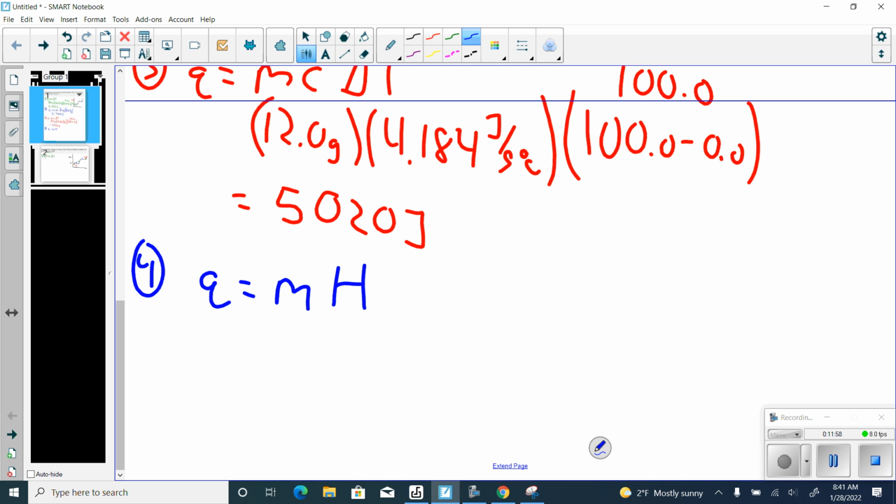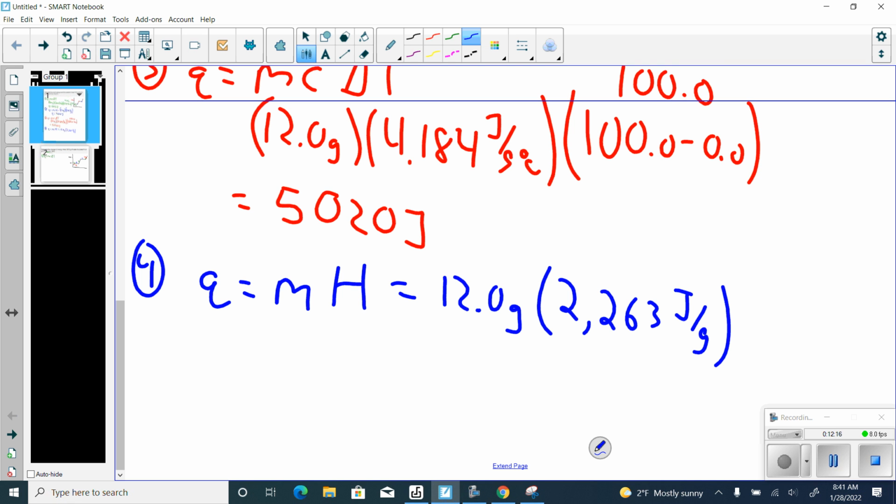M times H. But this time, I'm using the heat of vaporization. So my mass is 12.0 grams, and I'm going to multiply by that heat of vaporization, which is 2,263. This is going to give me a big number. 3 sig digs, 27,200 is what I see here.